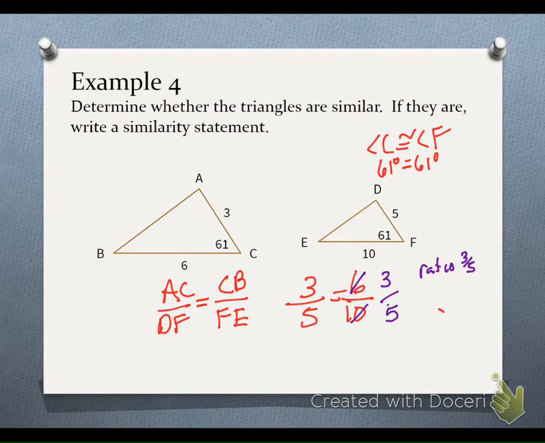And so now that we have all those parts, we can now say triangle, and again, as long as the angles that are congruent match up, you're going to be fine. Triangle ABC is similar to triangle DEF by side angle side.